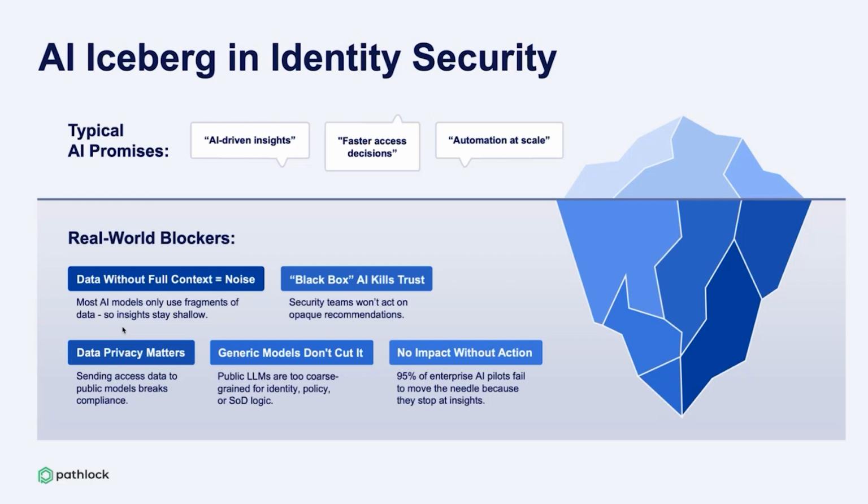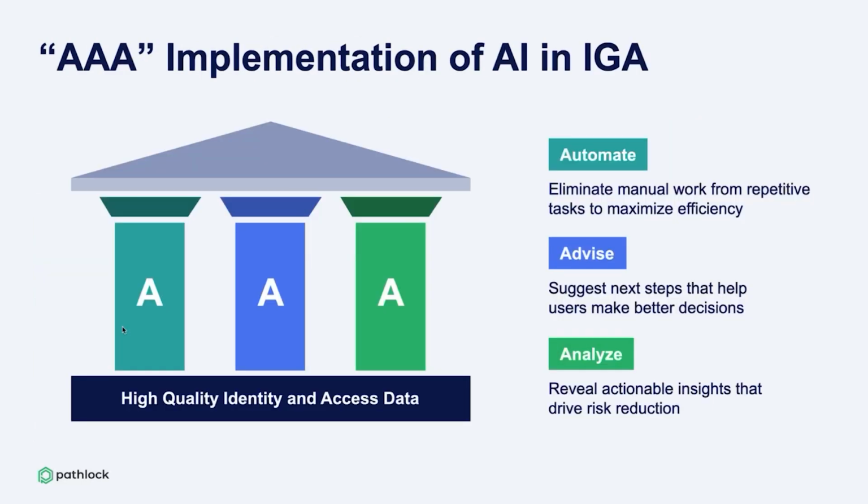So we need something else. We all understand it's a data problem. We need AI, but traditional AI, or just using AI as it is, is not enough. So we are thinking about it in a different way, and we call it AAA: automate, analyze, advise, and automate. That's the way we're thinking about how to use AI. Analyze is about scanning the data and understanding the actionable insights that drive risk reduction. That's the most basic layer that we're thinking about.